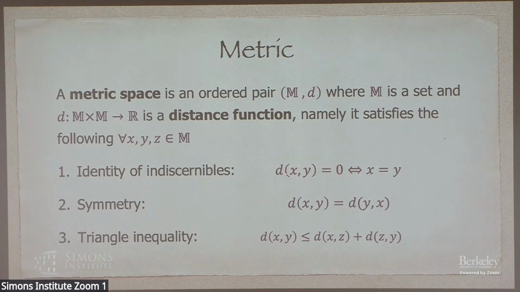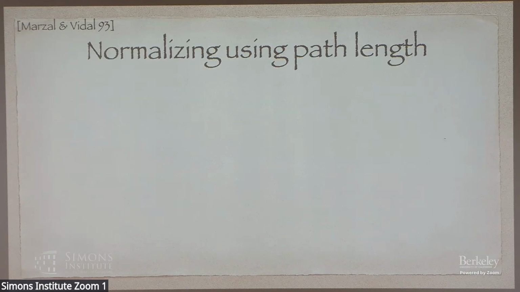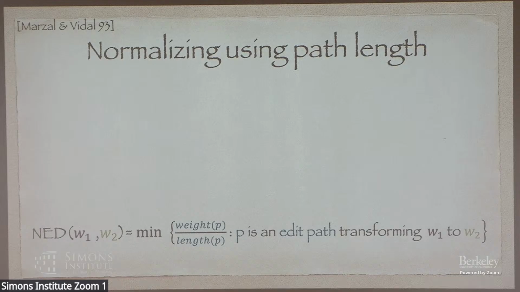The distance between two elements is 0 if and only if they are the same. We have symmetry, and then we have the triangle inequality. Okay. So Marzal and Vidal, who were aware of the problem that I just mentioned of normalizing, suggested to normalize by using the path lengths. I mean the edit path lengths, right? The letters that we use to encode the path.